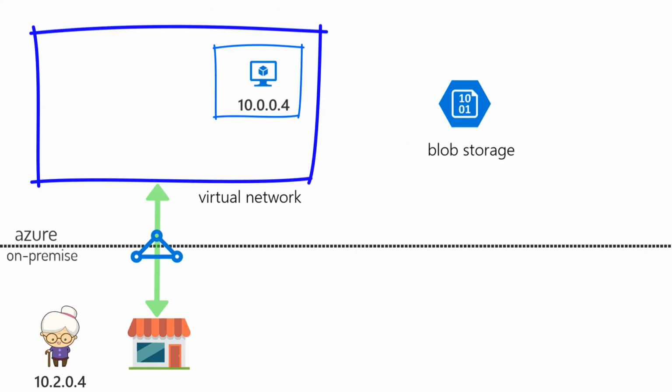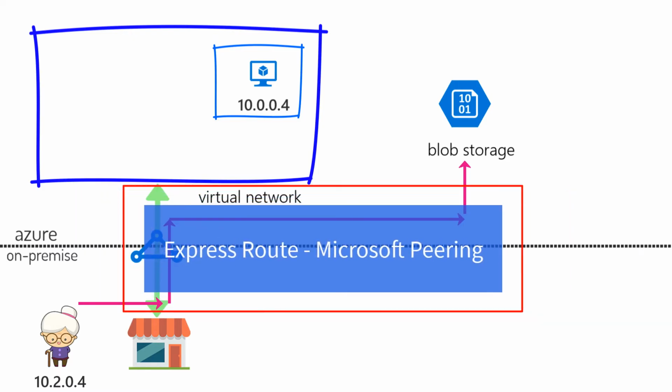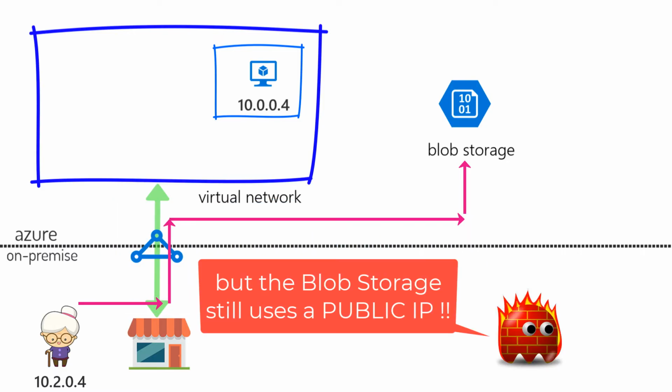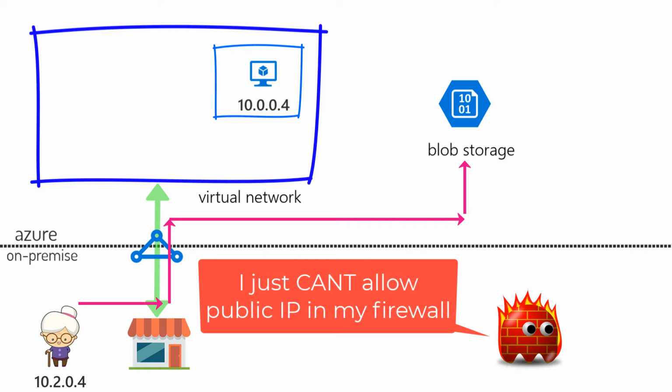However, the original chef who was on-prem had a private IP of 10.2.0.4 and wanted a mechanism to access the Blob storage account. Well, she could access the Blob storage from her PC on-premises using the ExpressRoute circuit through the Microsoft peering routing domain. But the Blob storage account still had a public IP and the security team was not happy about it. And the rules dictate that they would not be opening any public IPs access on their firewall.